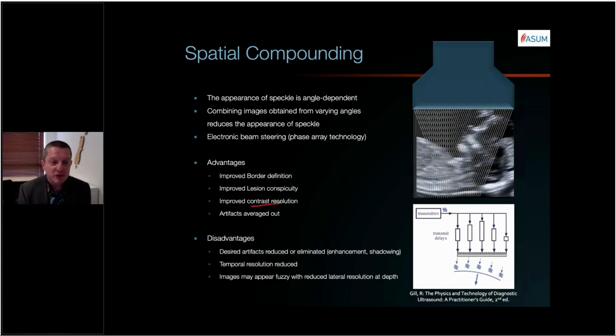We have better contrast resolution, and many artifacts are averaged out because artifacts are also angle dependent. So, for example, reverberation is much reduced with spatial compound imaging.